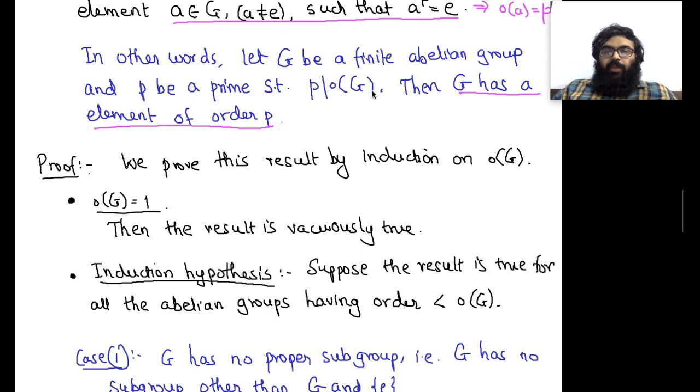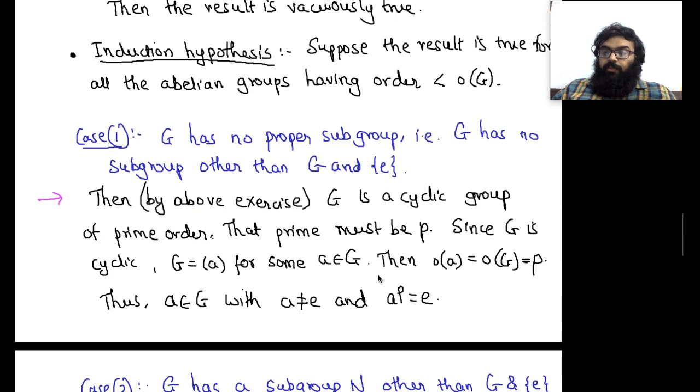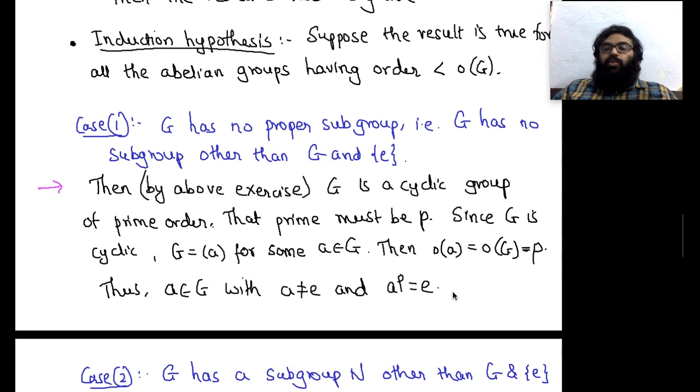The statement is that p divides order of G, and order of G is prime, so which prime is it? The same prime. So order of G is p. Not only that, it is cyclic, so order of a is also p, where a is a generator of G. So order of a is p. That is what we wanted. a is not equal to identity, and a raised to p is identity.